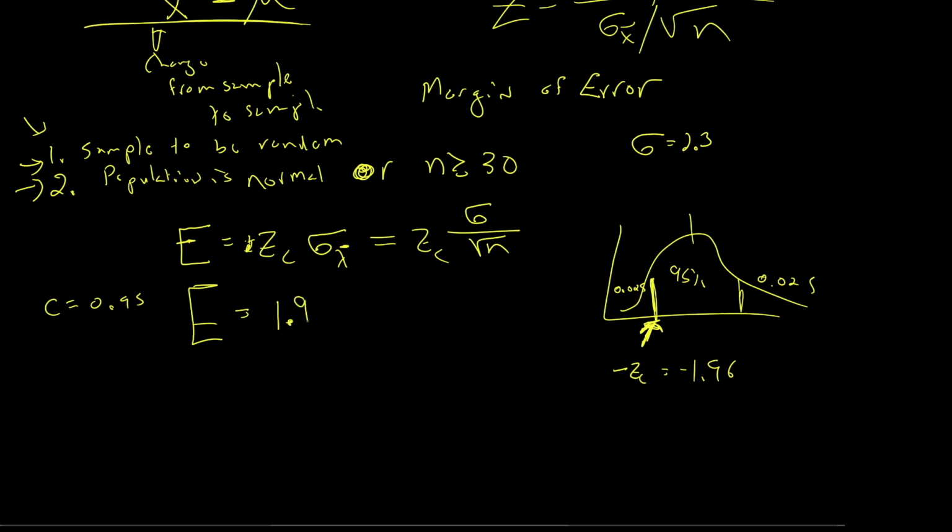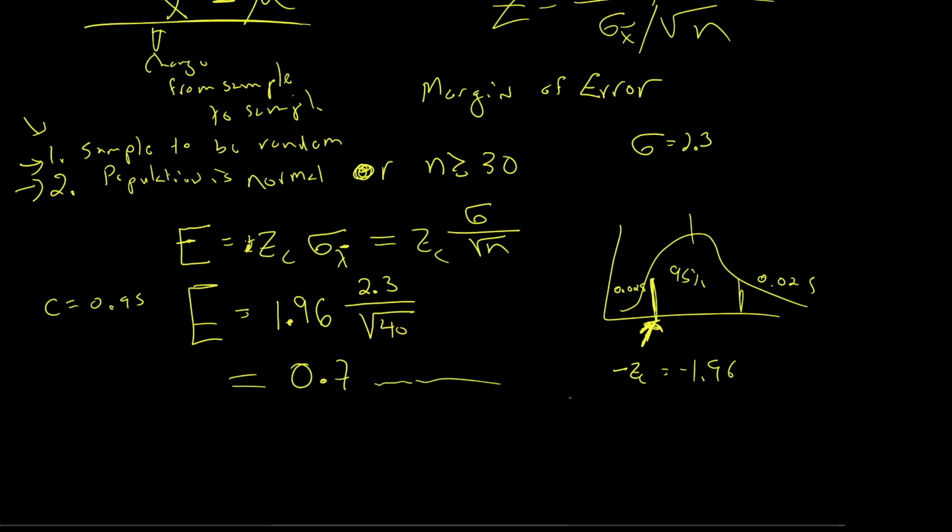And so my critical value is 1.96. My population standard deviation is 2.3. And I had 40 in there. And so we're good to use. And so my margin of error, when I plug all this in, is 0.7, on and on and on.